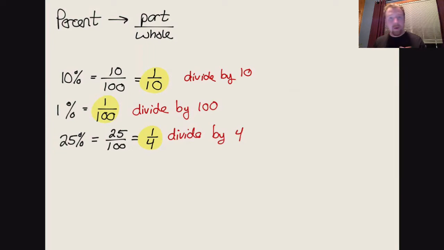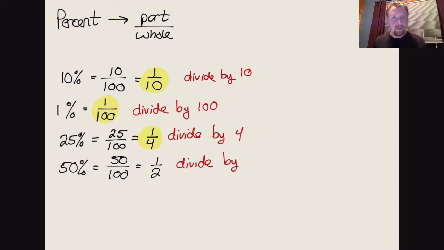Now that we see that rule, you can see it play out in 50%, where we have 50 over 100. That's the same thing as 1 over 2. So you could guess that we would divide whatever number we want to know 50% of by the denominator, which is 2. So that's kind of how this works.